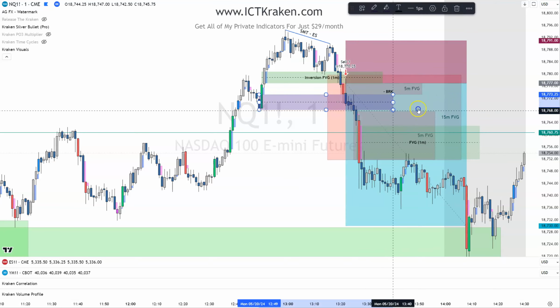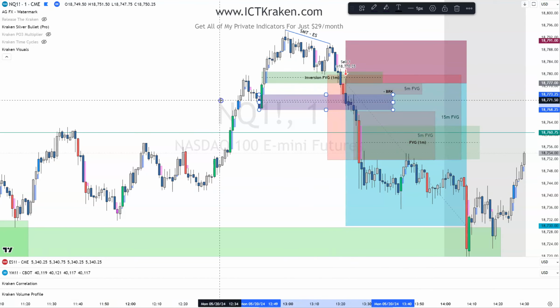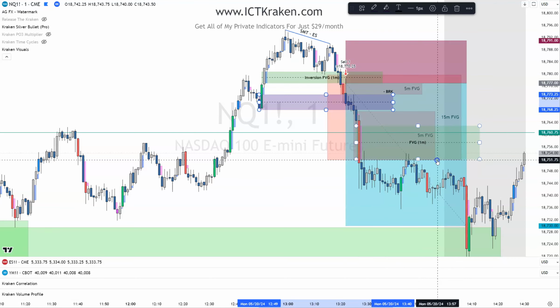It's never been retested. We did have a 5-minute fair value gap here using the Kraken Visuals. We had a 5-minute fair value gap show up here. We had a 15-minute fair value gap show up here, and we had a 1-minute fair value gap here, all of which were respected. Had all this tight range, but it was always respected with the bodies and never closed in those fair value gaps.